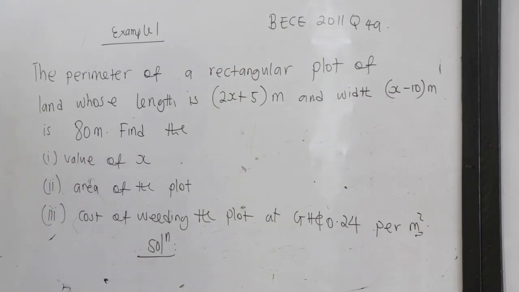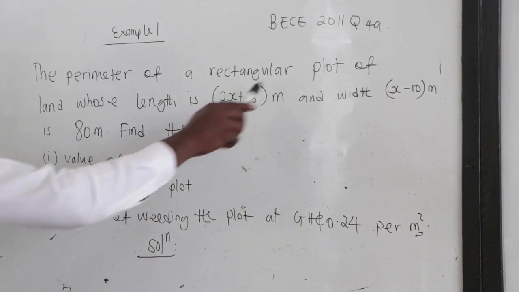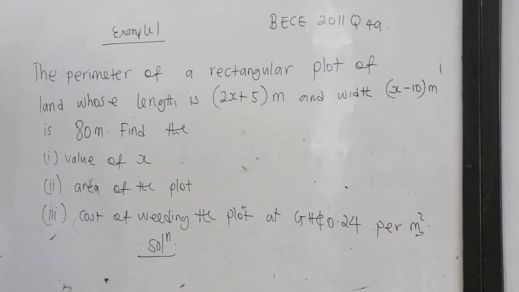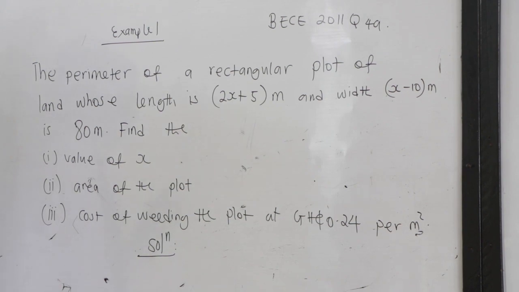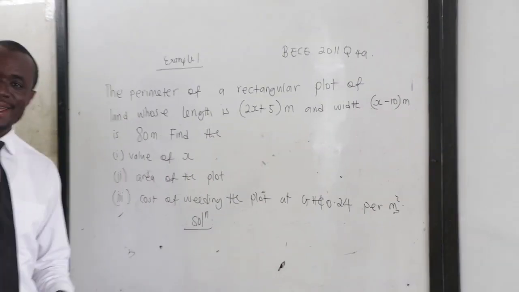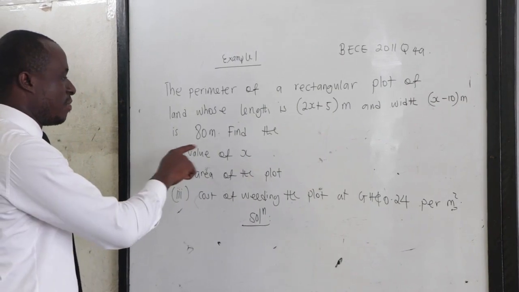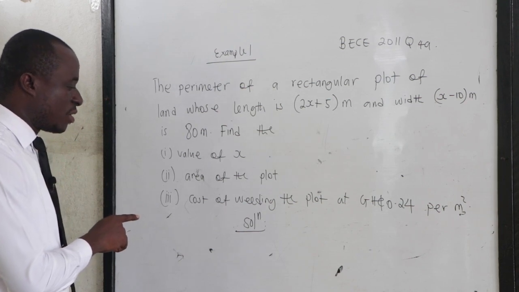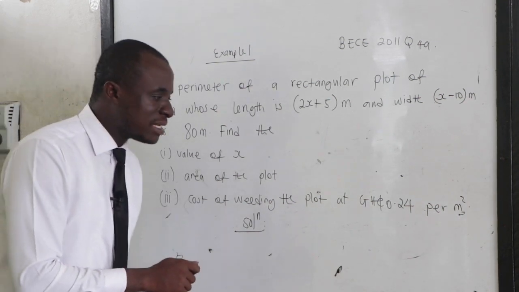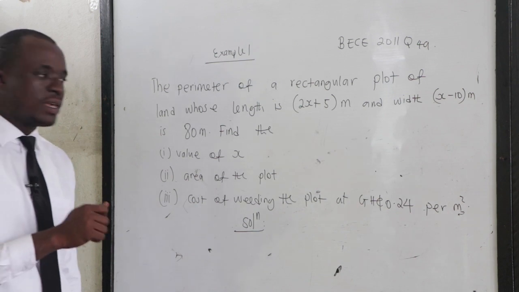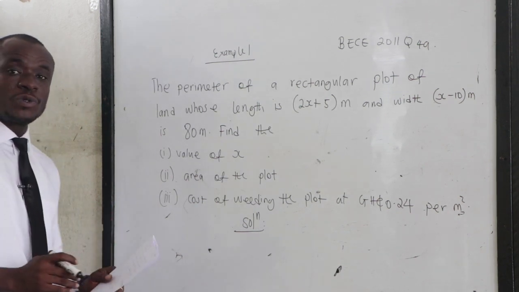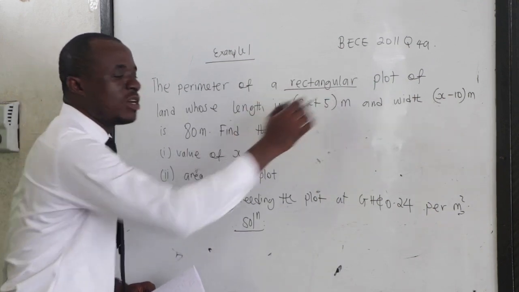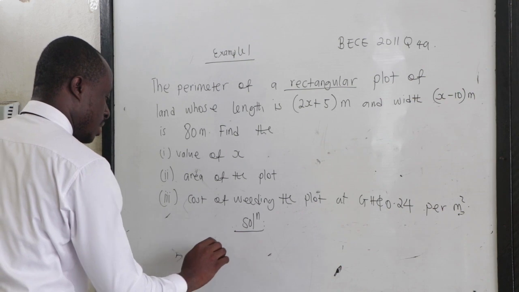Now let's consider our first example. The perimeter of a rectangular plot of land whose length is 2x plus 5 meters and width x minus 10 meters is 80. What have we been given? We've been given that the perimeter is 80. We have been told first to find the value of x, second the area of the plot, and then the third one, the cost of weeding the plot at 24 pesos per square meter. So first, what are you supposed to do? It is best you sketch. What is it talking about? A rectangle. So let's sketch first.